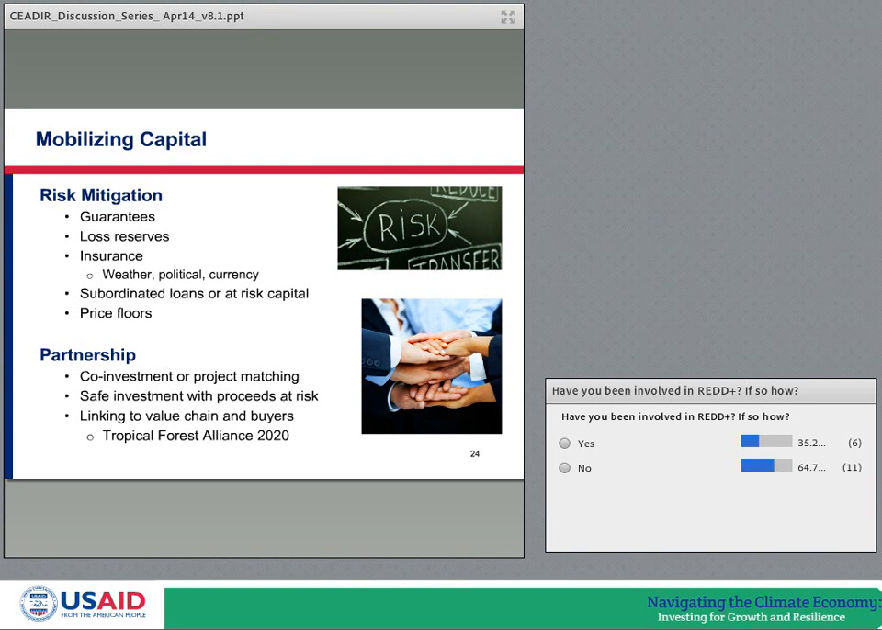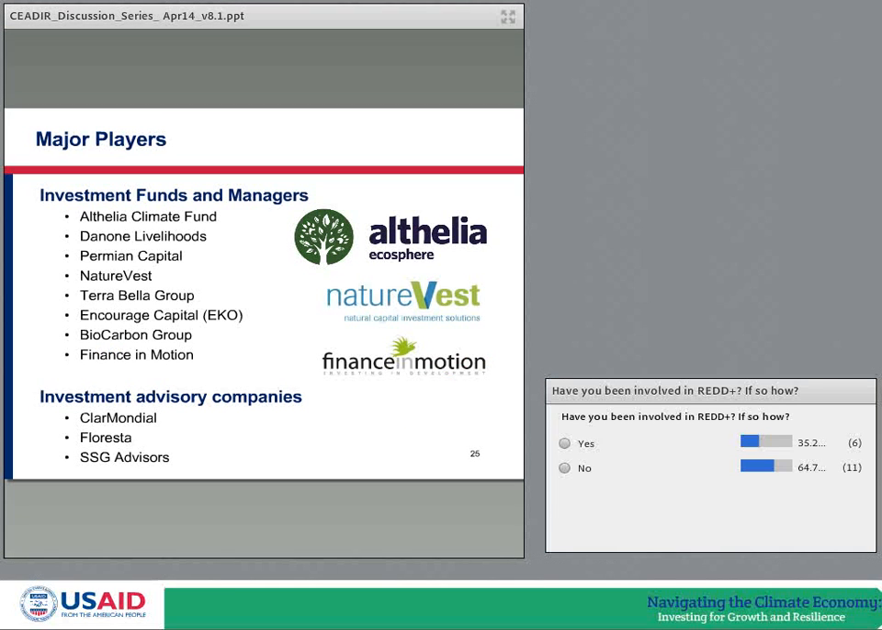Finally, I'm not going to go into what they do. These are a number of the major players in the space. Althelia Climate Fund, I mentioned based on our relationship with them. They have the largest global fund that's investing in this space at this time. You have NatureVest there. They're a subsidiary of the Nature Conservancy, also doing a lot in conservation. Livelihoods is a French-based fund. They're on their second fund now, subsidiary of Danone, the yogurt company. And also some of the advisors. So they all have different business strategies, but they're all operating in this space. So it's interesting to see how one focuses on one area or the other.